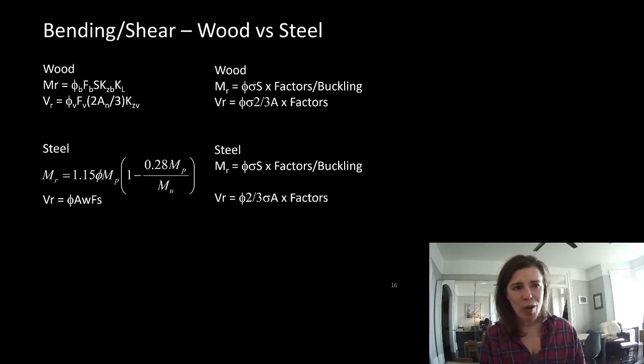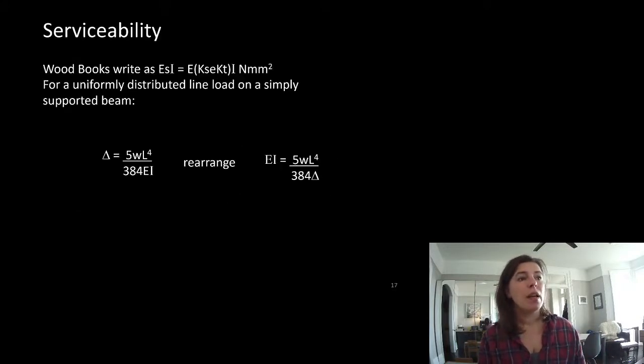Concrete's going to be even more complicated, but I'll take it through. Surprisingly, concrete ends up being one of the easiest calculations in the end. As much as it can be very intimidating, it can end up being a very easy calculation. So the one thing we haven't talked about is serviceability.